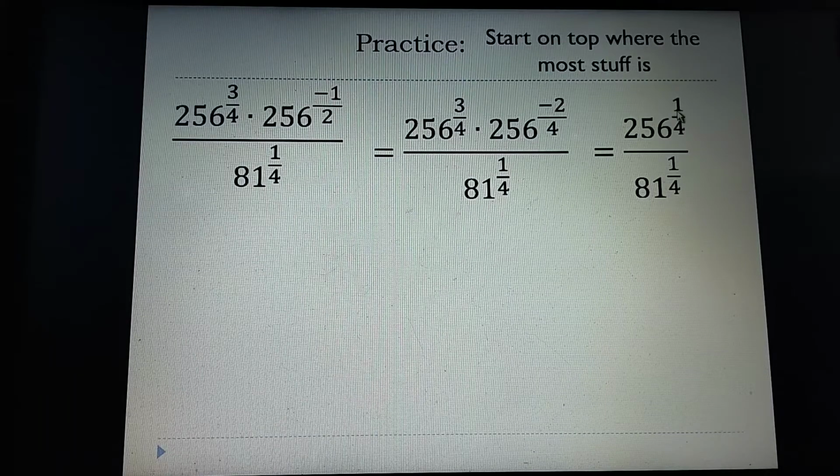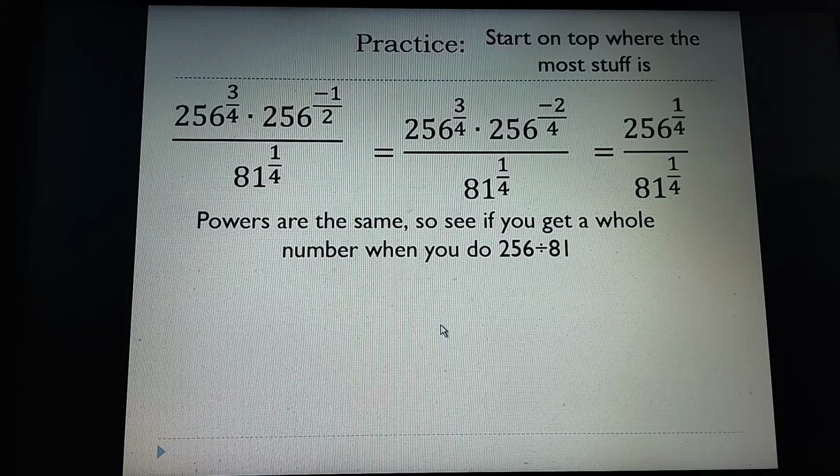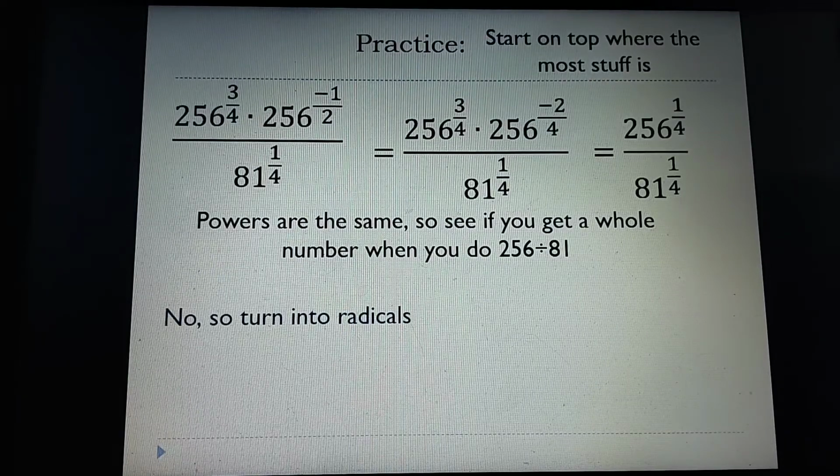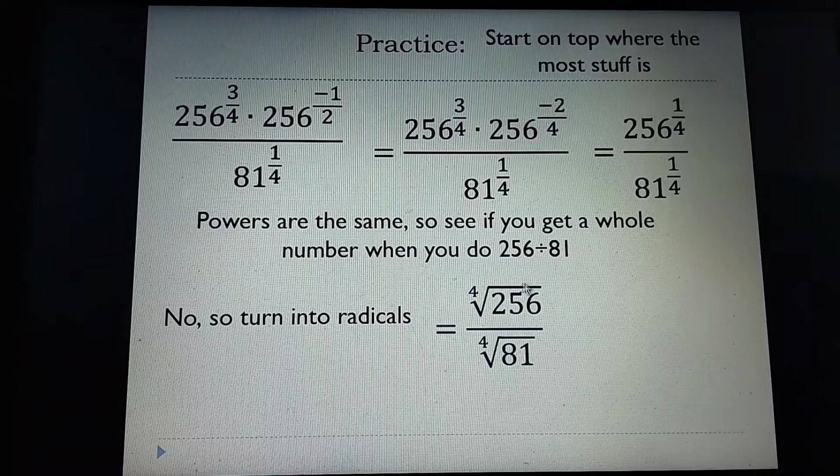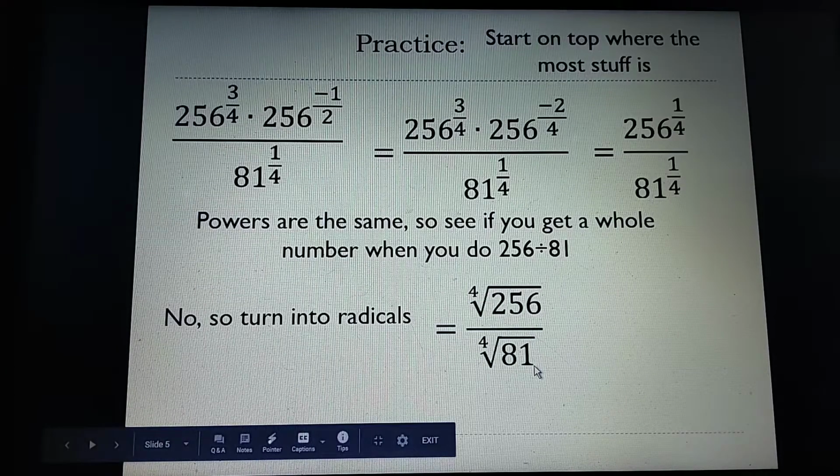Now, I have the same exponents, so I'm going to see, can I do 256 divided by 81? And when you put that in a calculator, you get something yucky, okay? So we can't do that. So what we're going to do is we're going to turn them each into radicals. So now I have the 4th root of 256 over the 4th root of 81.